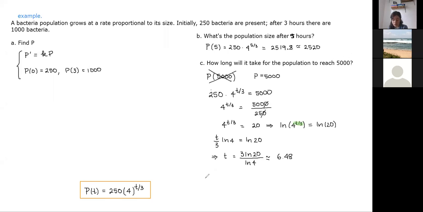So that means that after approximately 6.5 hours, the population will be 5,000.